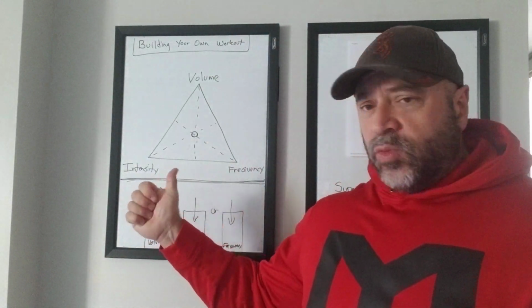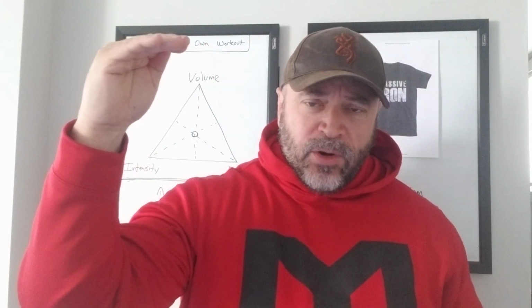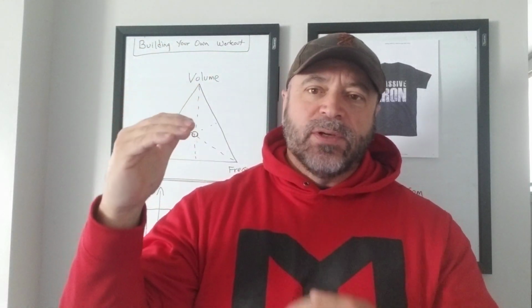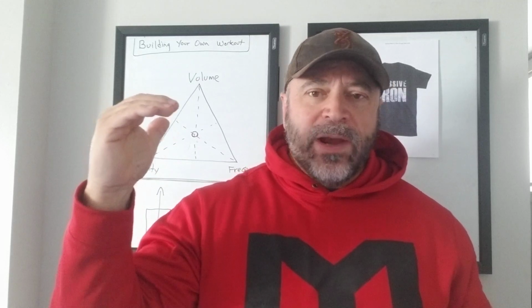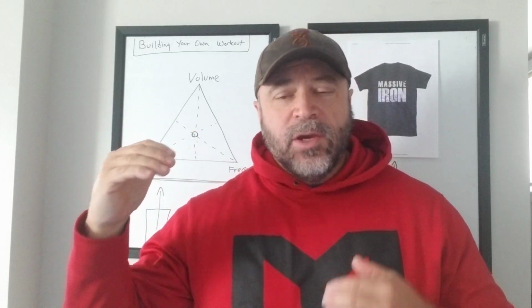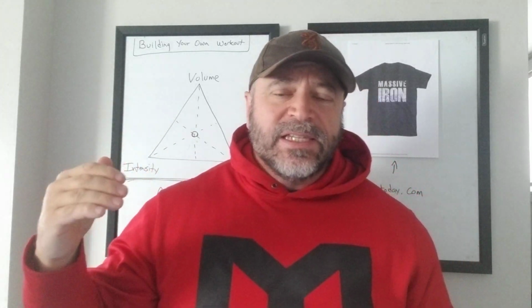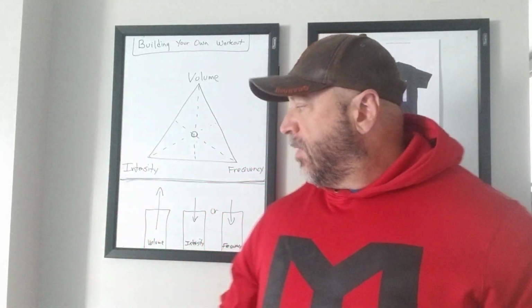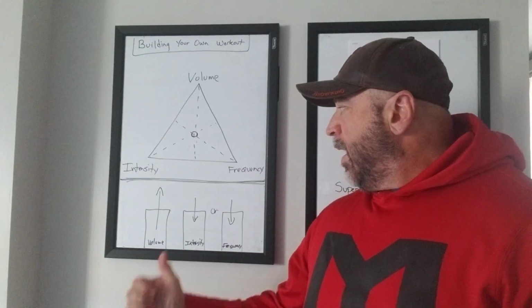Now, intensity is weight relative to your 1 rep max. If you bench press 300 pounds, 270 pounds would be 90% of your 1 rep max. That would be a very intense weight to use. If you do 200 pounds and you're doing reps with that, that would be 66.6% of your 1 rep max, a less intense weight. So the closer you get to your 1 rep max with a weight, the more intense it is.